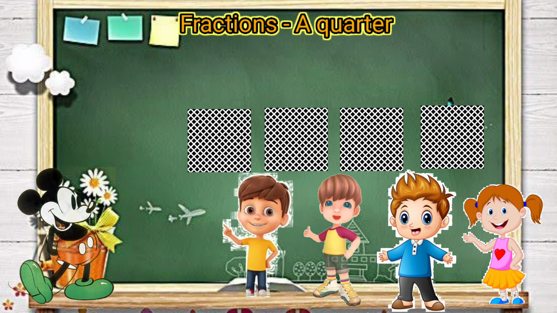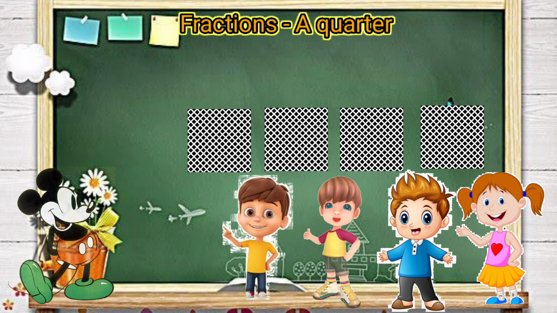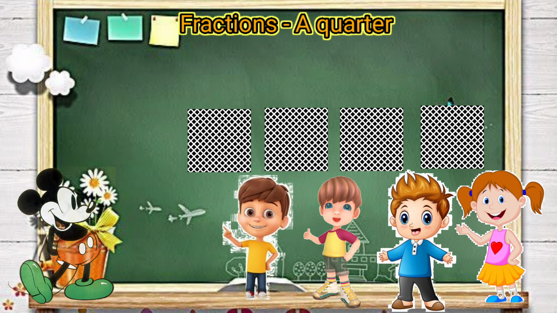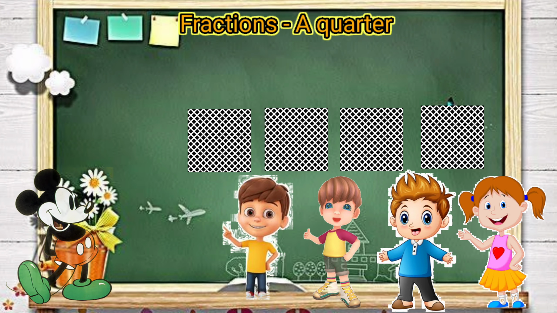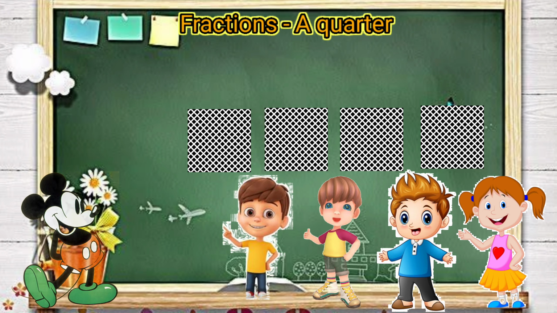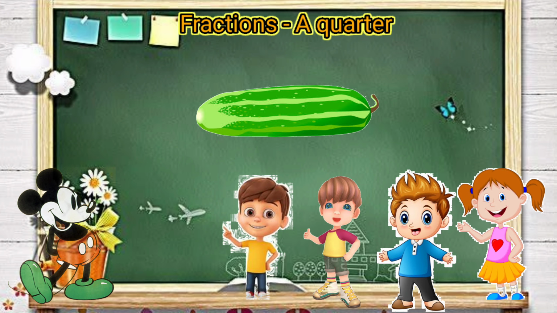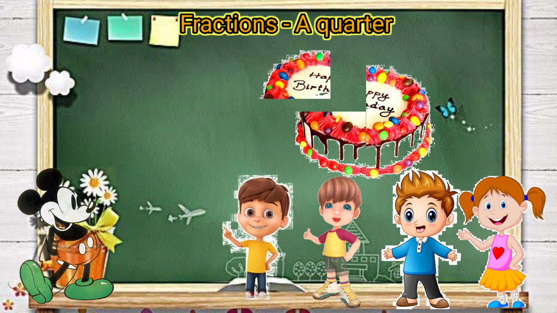A quarter part? What does it mean, Nikki? Sonu and Tonu, it means when something is divided into 4 equal parts, each of the parts is a quarter of that thing. And thus we can say that this is a quarter fraction. Now, Ricky and Nikki will give you some more examples so that you will understand it. So let us start. Look here. This is a whole cucumber. A quarter of a cucumber. A whole cake. A quarter of a cake.